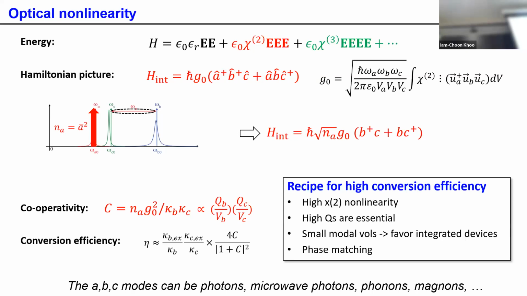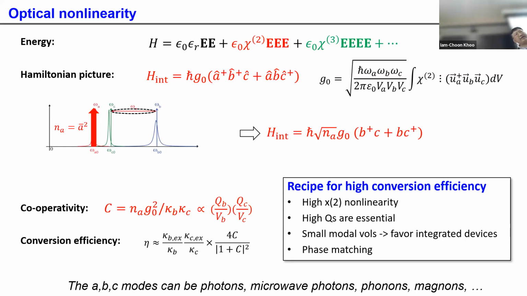And there are some pre-factors related to the loading condition of the cavity and the photon escape rate. The basic requirement is that you need the mode volume to be small. You need the quality factor to be high to reduce the loss. That translates to high Q, small mode volume, and phase matching. All frequency conversion works this way, and the coupled A, B, C modes could be optical modes, microwave photon modes, phonon modes, or magnon modes.